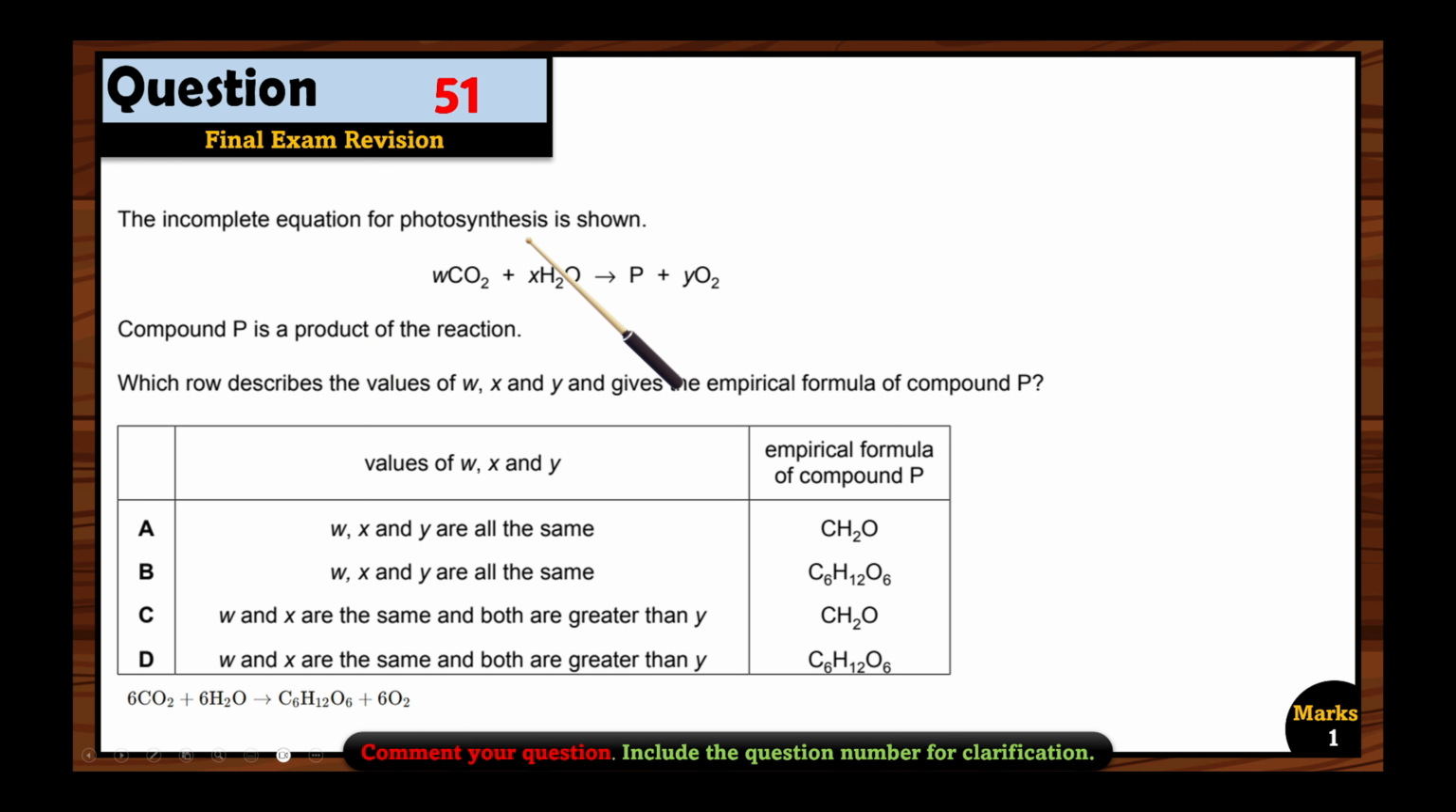Question 51. The incomplete equation for photosynthesis is shown here. Compound P is a product of the reaction. Which row describes the values of W, X, and Y and gives the empirical formula of the compound P?